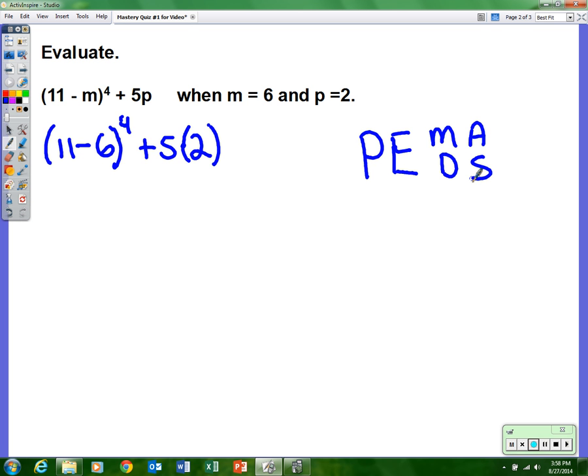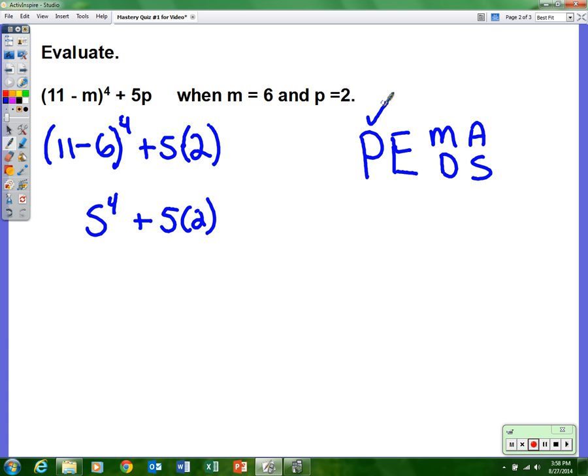All right, so looking over here at this problem, we have parentheses. So we're going to take care of that first. So 11 minus 6. Well, 11 minus 6, I believe, is 5. So we have 5 to the 4th power plus 5 times 2. I'm doing one step at a time. Sometimes you can do more than one step at a time. So, all right, I did the parentheses.